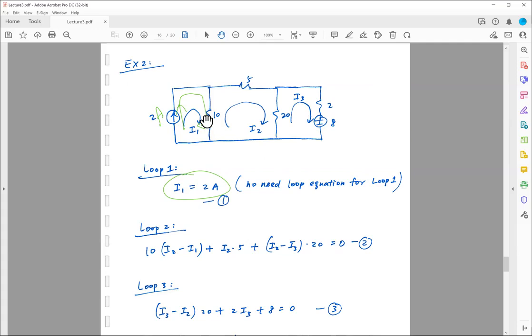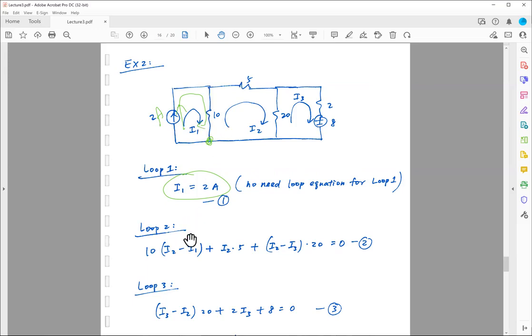So I1 is equal to 2 mA. Perfect. The next loop, I2, we're going to start from here, just like before. So for the I2 loop, I have I2 minus I1 times 10.